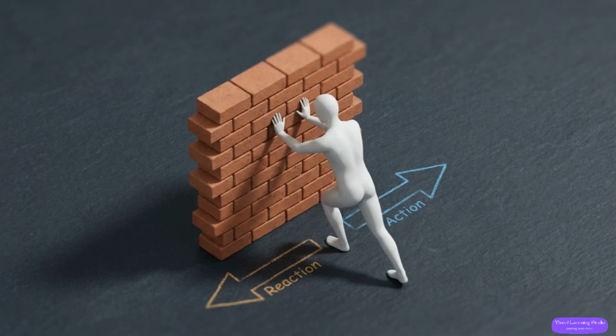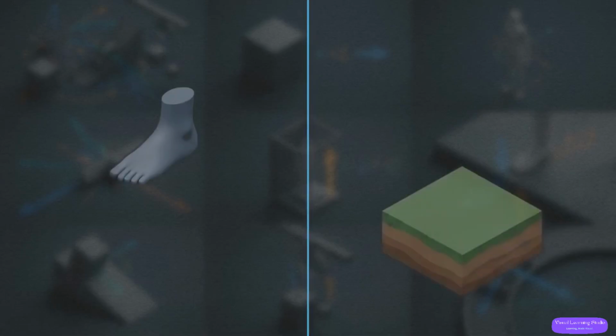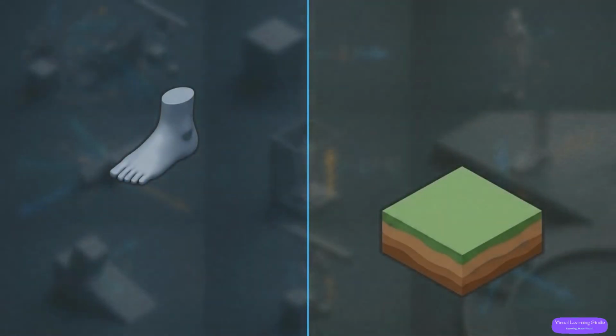Newton's third law is often misunderstood. While it states that every action has an equal and opposite reaction, these paired forces do not cancel each other out to zero. Cancellation is impossible because the forces act on separate objects.